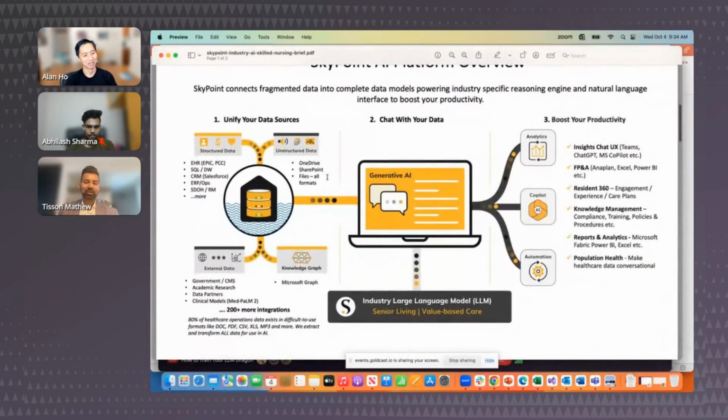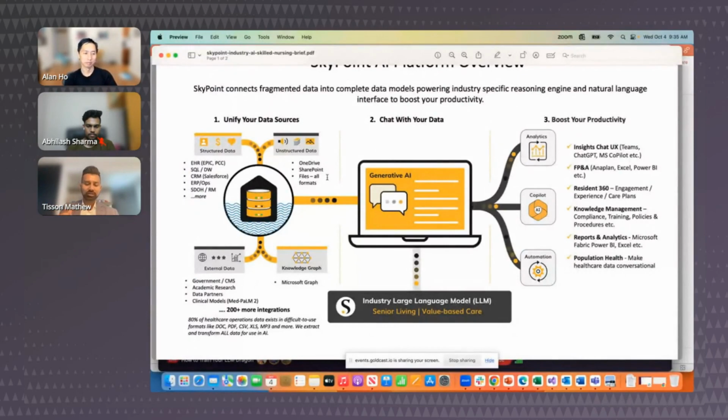So yeah, great question. If you look at this overall, this is basically the three layers. One is the unified data sources that we talked about, structured, unstructured. That's where Astra comes in, and you have data warehouses or databases, external data that is coming from CMS, and a knowledge graph of who's doing what. That's what Abhilash was talking about, that centerpiece where our AI is built for value-based care and senior care. On the right side is where you can interact with the AI using English.